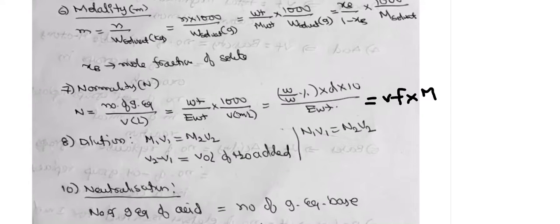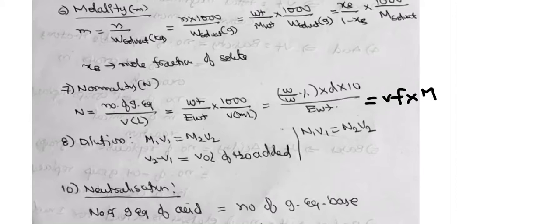And next one, normality. Normality and molarity have almost the same, similar formulas. Here, equivalent weight takes the place of molecular weight. Almost all the formulas will be the same as for molarity. Here the normality-molarity relation: normality is equal to valency factor into molarity.